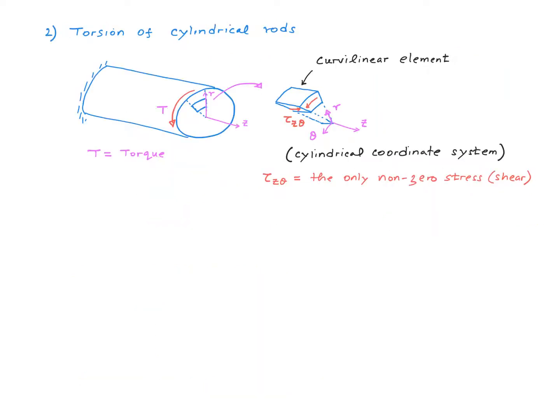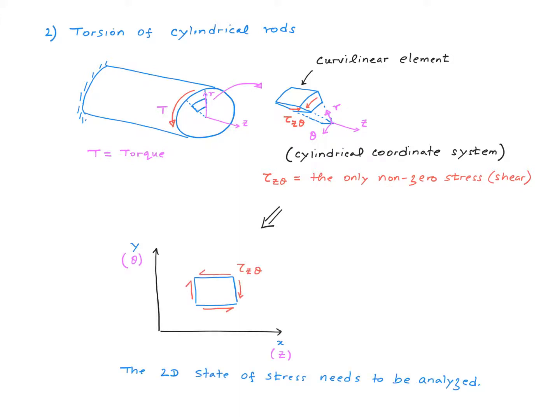Here is another example where the analysis simplifies a lot if we use a cylindrical coordinate system. We have a cylindrical shaft subjected to a torque at the end. The only non-zero stress component produced by this torque is indicated on this differential element drawn with respect to the cylindrical coordinate system r theta z. You might recall from your torsional analysis that the shear stress produced by the torque T goes around in circles on this plane, and this is the only non-zero stress.